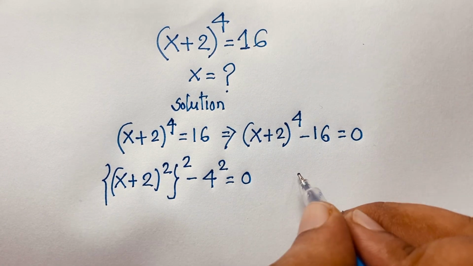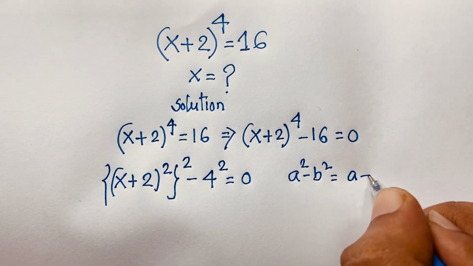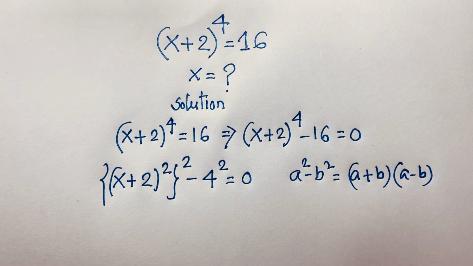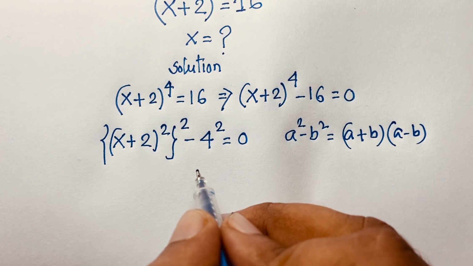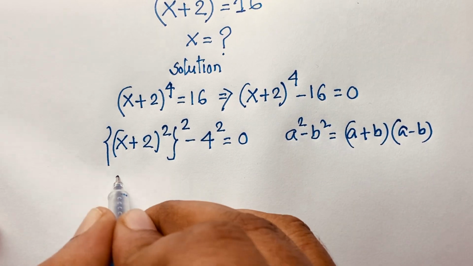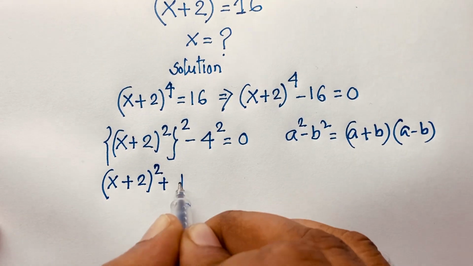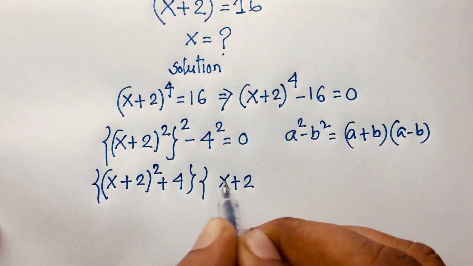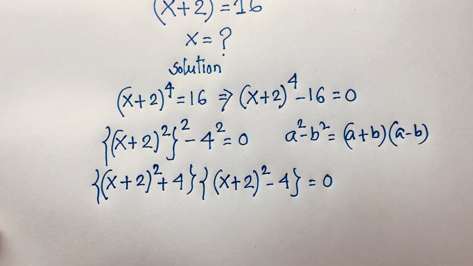Now at this moment we know that a^2 - b^2 = (a + b)(a - b). According to this law I can easily factor this expression. Here a is (x + 2)^2 and b is 4. So this equation becomes ((x + 2)^2 + 4)((x + 2)^2 - 4) = 0.